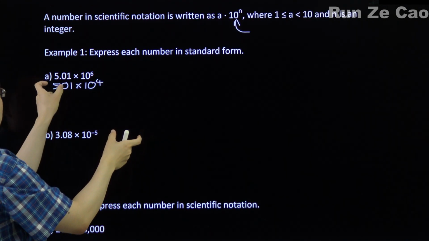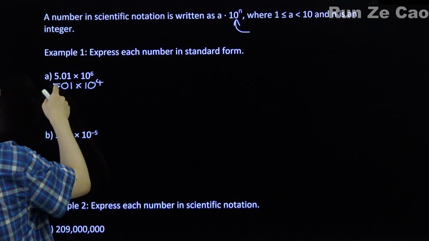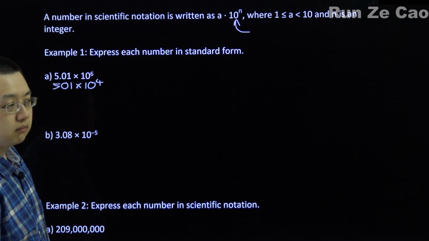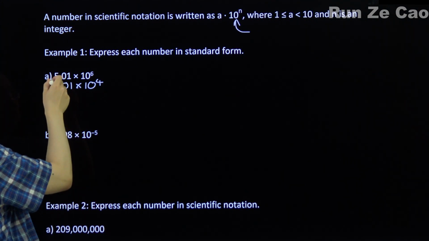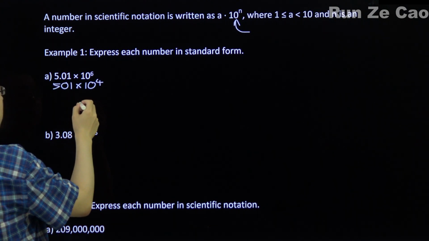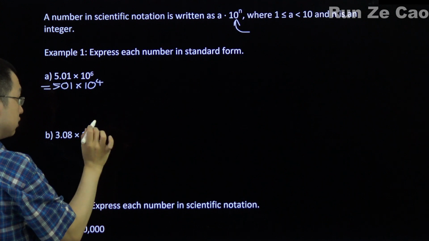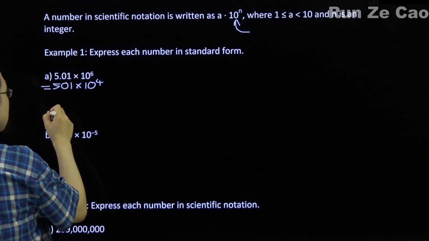And we use the 10 squared, i.e. 100, to multiply the 501 to give us an actual whole number instead of 5.01. So, you could think of it like this. There's no issue with this way. So what does this do?